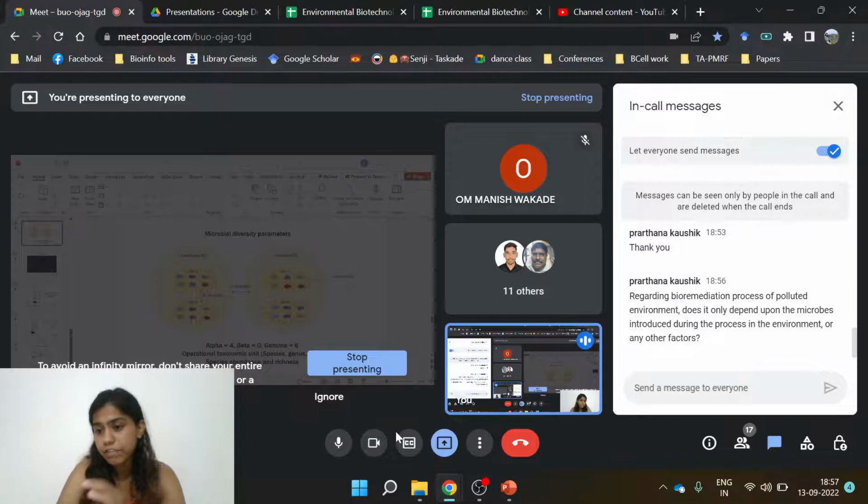So these factors definitely need to be taken into account before we actually introduce them into the environment. These are all the factors that will actually influence the process of bioremediation. So these things are definitely tested out before a microbe is introduced into the bioremediation process, because whatever byproduct it gives should not become harmful, or the byproduct should not interact with other organisms and make it harmful for the environment. So it definitely depends on other factors as well.